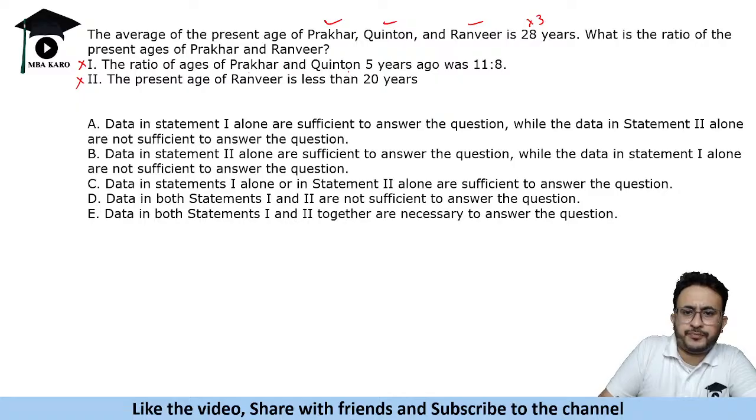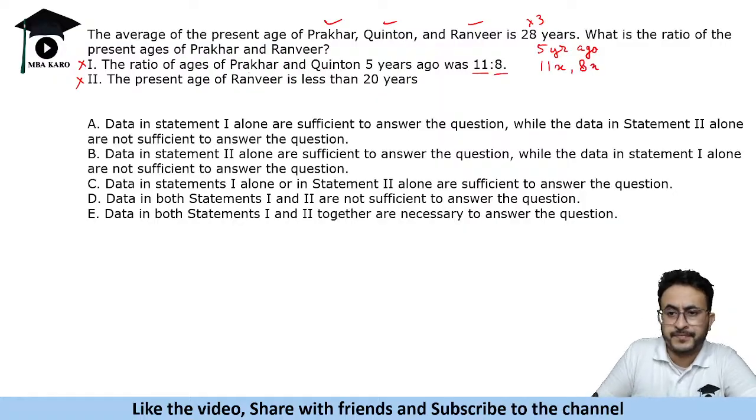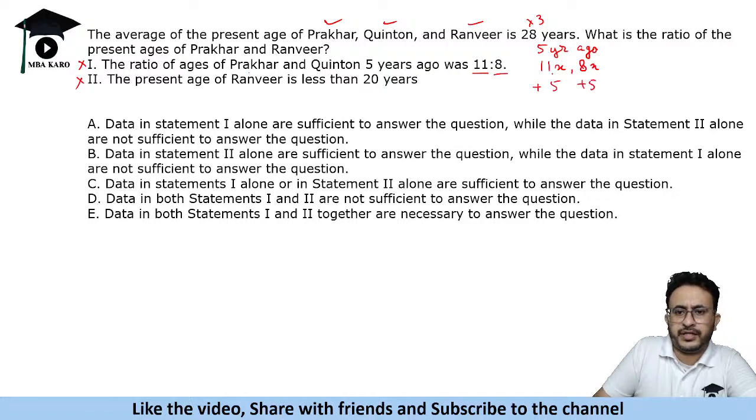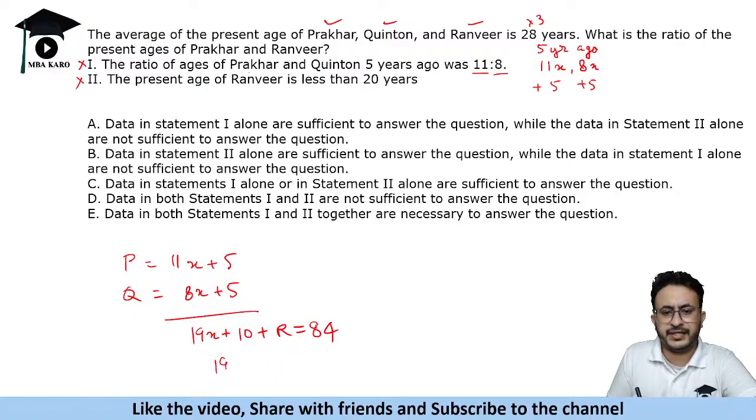Now ratio of ages of Prakhar and Quinton 5 years ago was 11:8. So 5 years ago these people are 11x and 8x. Okay, now today you will add 5 to both of them. So what is the total age of these two people? P is 11x plus 5, Q is 8x plus 5 and R is not known. Okay, so we have 19x plus 10 plus R is equal to 84. Okay, so 19x plus R will be equal to 74.